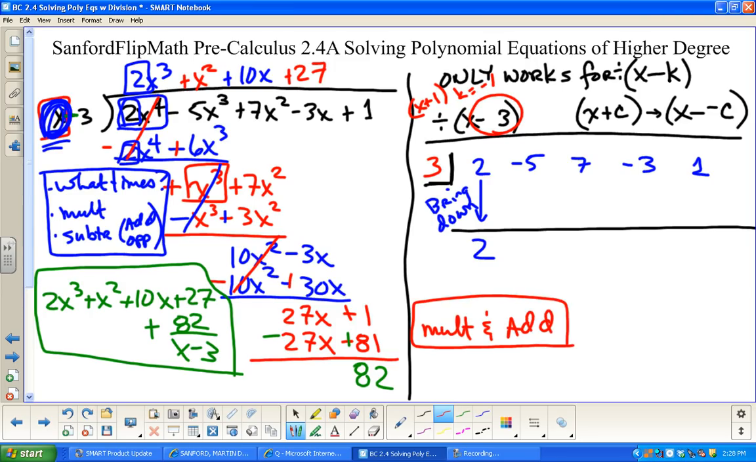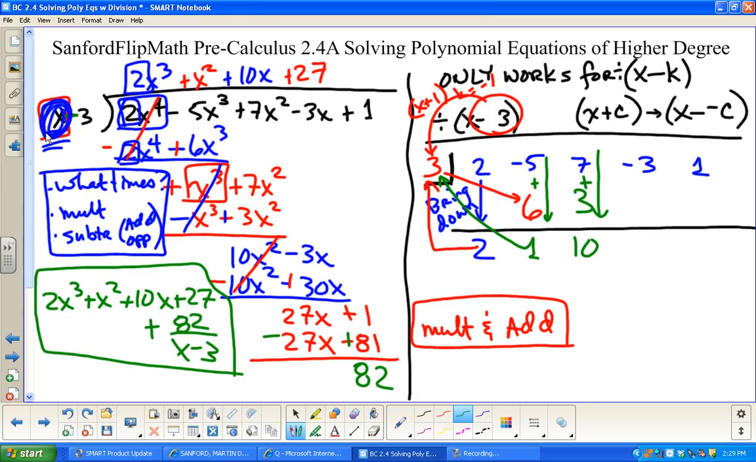Now, it's not subtract on this one because we did the opposite of whatever that k was. So instead of adding the opposite, it's already taken care of. And then, so what? Watch this. 2 times 3. So this 2 times this 3 is 6. Then we're going to add negative 5 plus 6 is 1. 1 times 3 is 3. And we add 7. So all we're doing is adding straight down, and then we multiply, and then we add, and then we multiply, and then we add.